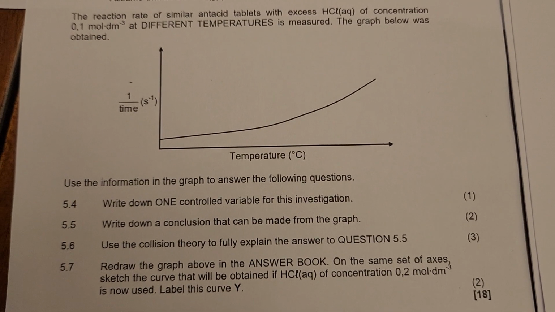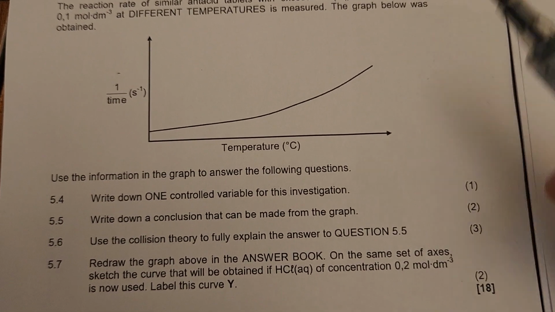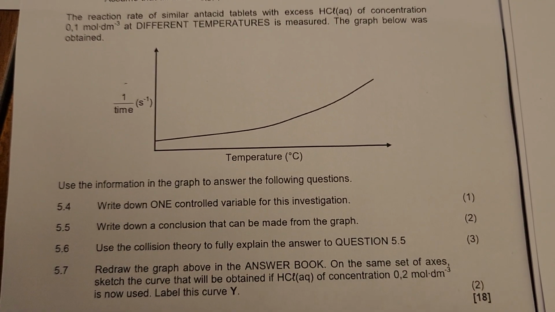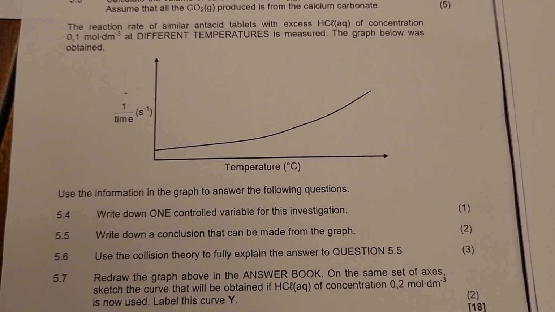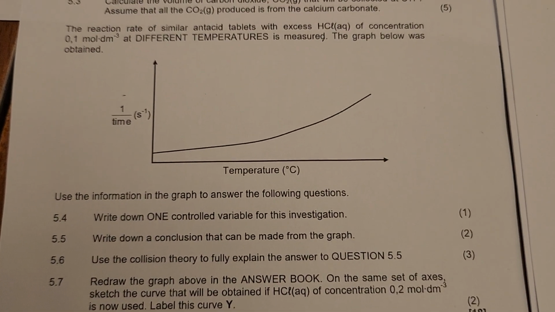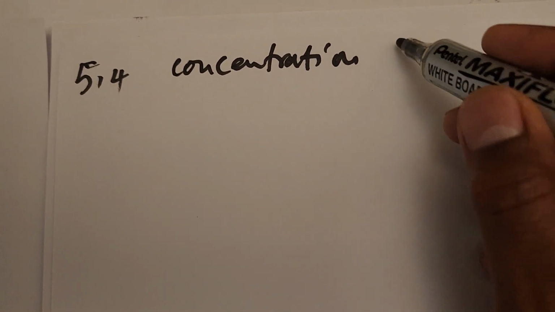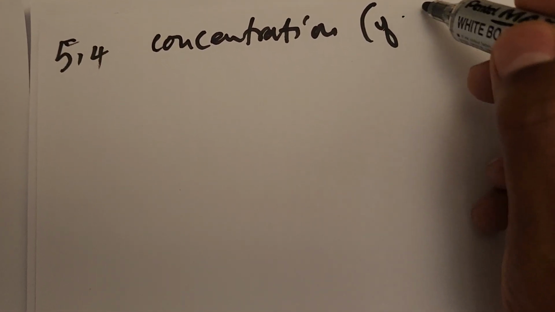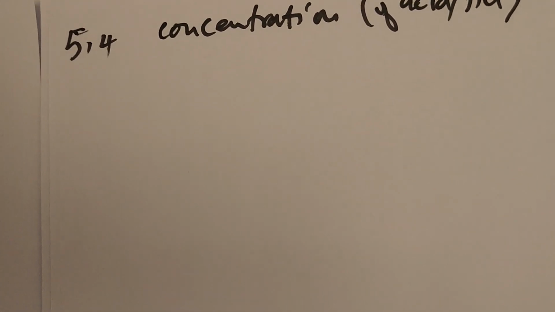5.4, write down one controlled variable for this investigation. Remember, there are 5 factors. Therefore, if you are going to investigate temperature with reaction rate, all other factors have to be kept constant. In this case, the one that is immediate will be the concentration of HCl, which has to be kept constant. You can just say concentration. If you want to be explicit, you can say concentration of the acid, or even say HCl. It's also fine.